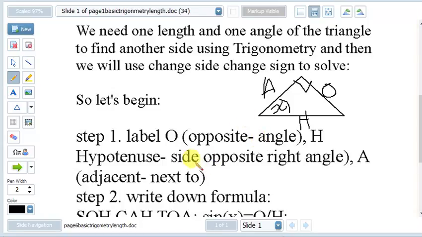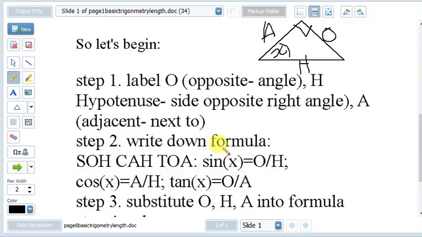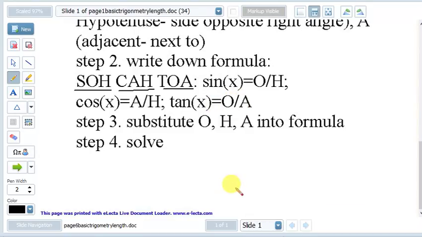Okay, so the next step is we write down the formula, and that's SOHCAHTOA. Sin x equals O over H, and that is from the SOH. Cos x equals A over H, and that's from the CAH. And the TOA means tan x equals O over A. Step 3, we substitute O, H and A into the formula, and step 4, we then solve.